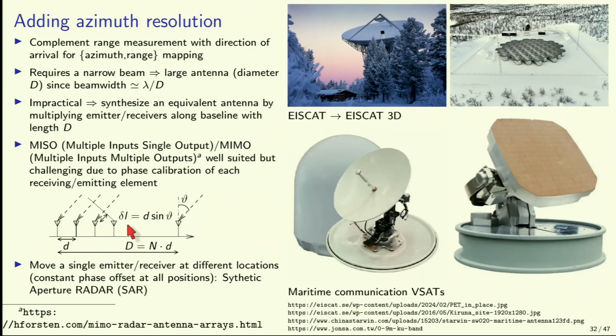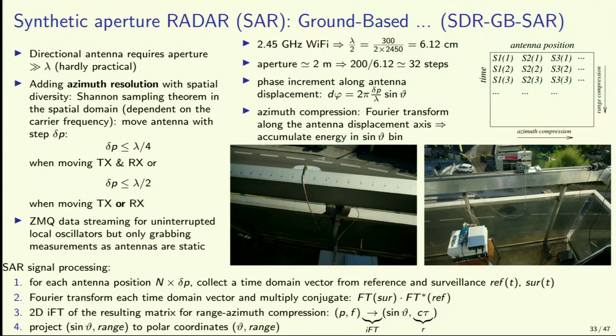Then by introducing a phase delay between these various elements, you can steer the antenna in a direction theta. And this theta here is only determined by the phase offset, where you create constructive interference in one direction and destructive interference in all other directions. If you want a detailed explanation, Hendrik Forst's website is amazing about synthetic aperture radar.